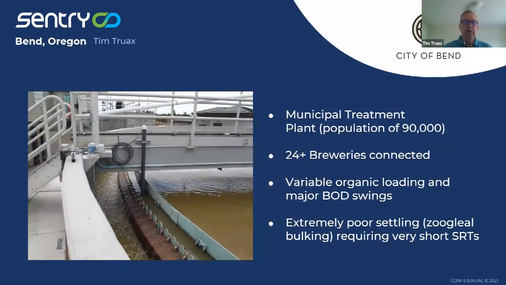The Bend wastewater facility is a traditional or typical municipal facility. The population connected to the city is about 90,000 people. But because of the industrial component, the population equivalent in that community is about 130,000. And that's the result of approximately 24 breweries that discharge to the sanitary sewer system.